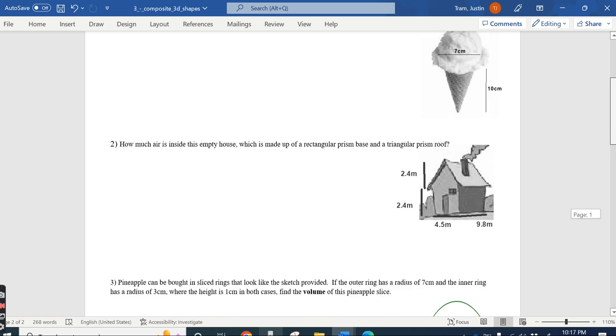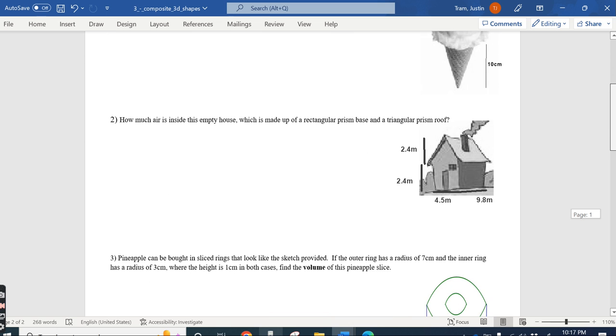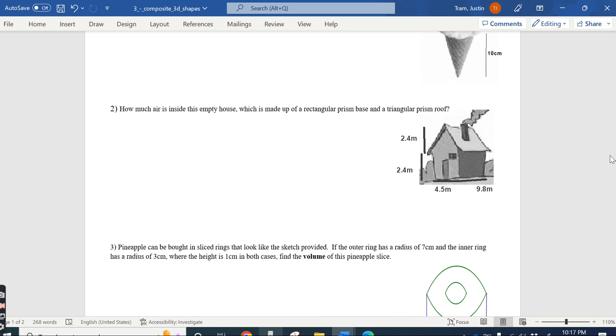So for the rest of these questions, what you have to do is find the two shapes that make up the object. So for example, number 2, how much air is inside this empty house, which is made up of a rectangular prism base and a triangular prism roof.